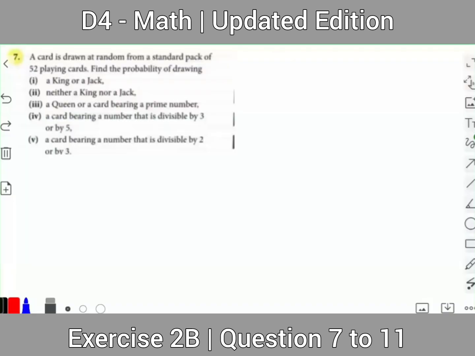Now we will see the statement of the question. A card is drawn at random from a standard pack of 52 playing cards. Find the probability of drawing a king or a jack.